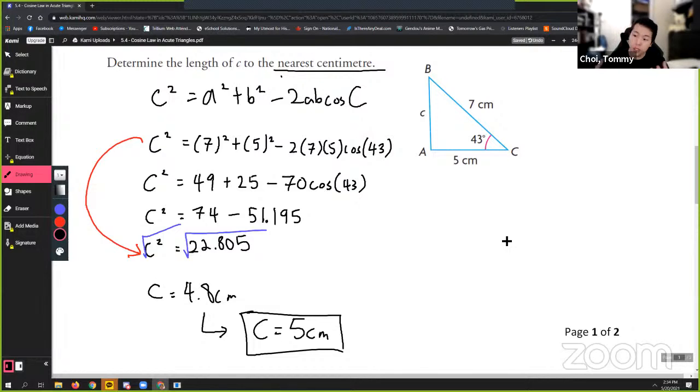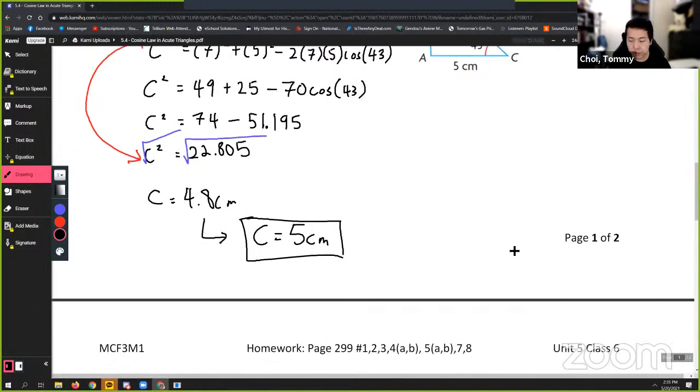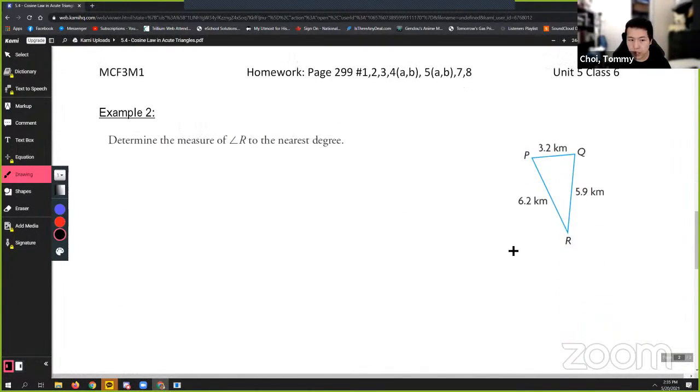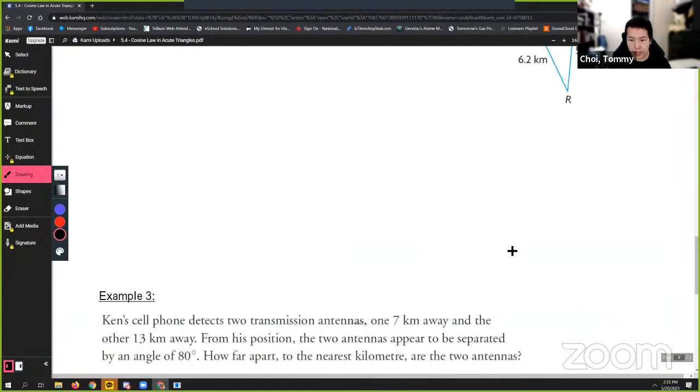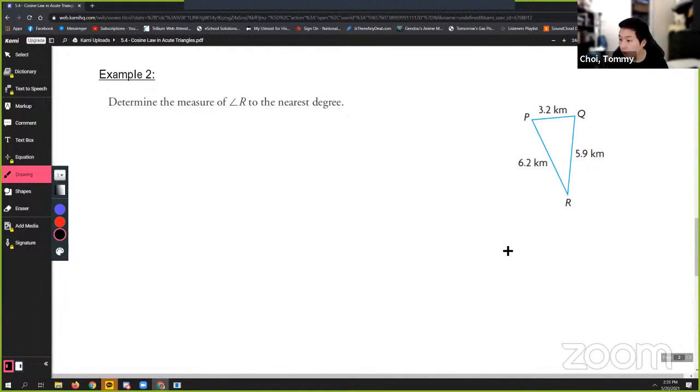Okay, so let's continue on from there. Now let's go through our second example here, which is, what if I give you 3 sides? So we have these 3 sides here. What do we do if we get all 3 sides here, right? So 3.2 kilometers, 6.2 kilometers, 5.9 kilometers, and it says to find the angle R.